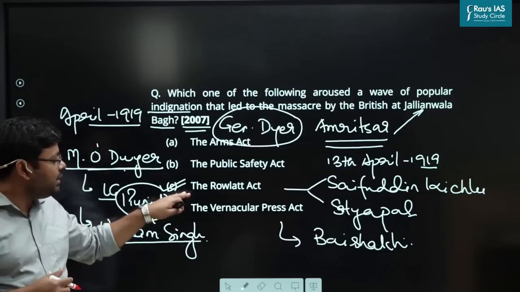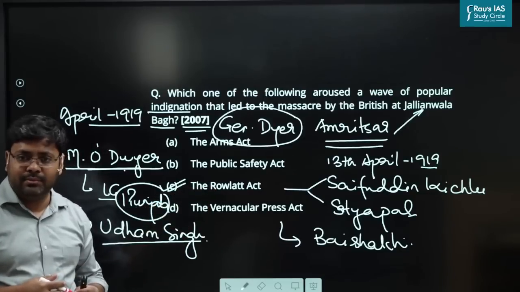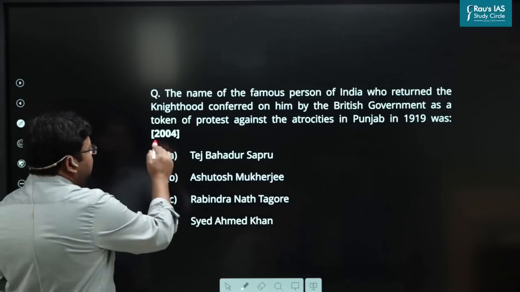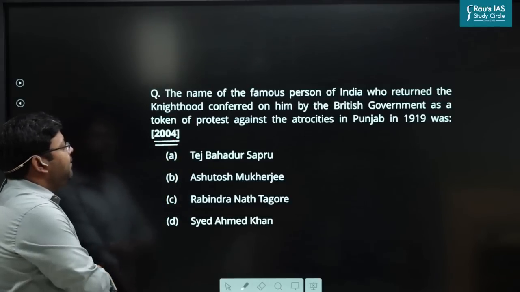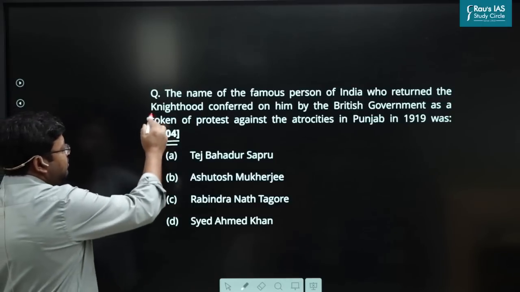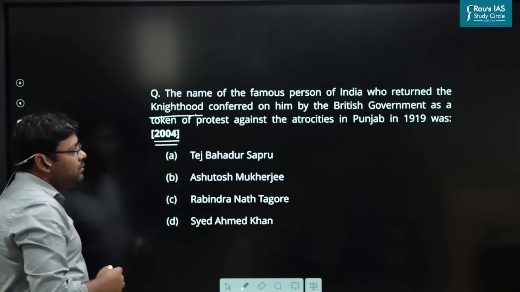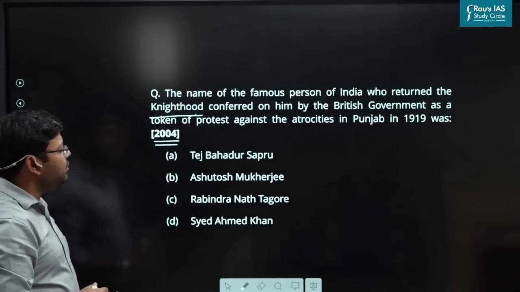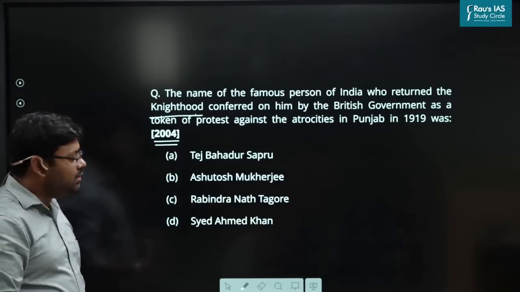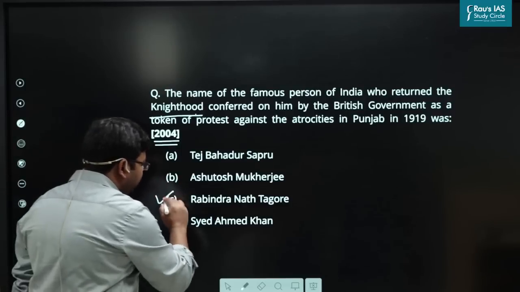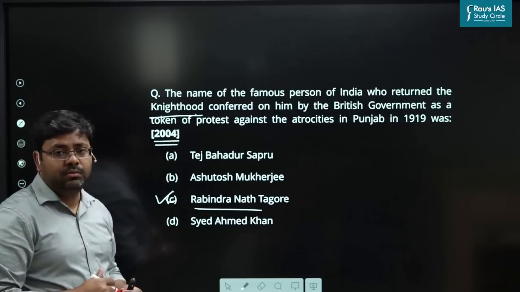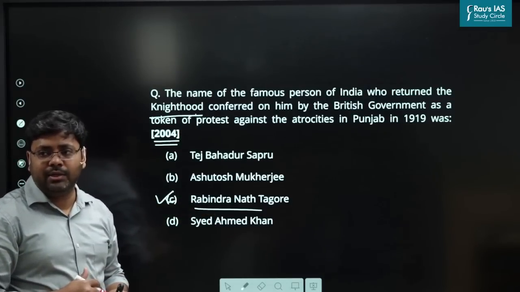So the answer here would be C, the Rowlatt Act. Simple. Another question, 2004 UPSC exam. The name of the famous person of India who returned the knighthood conferred on him by the British government as a token of protest against the atrocities in Punjab in 1919 was very simple. We know that he was Rabindranath Tagore, who gave up this knighthood in protest of the Jallianwala Bagh issue.